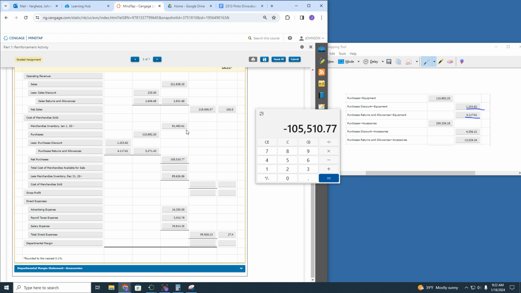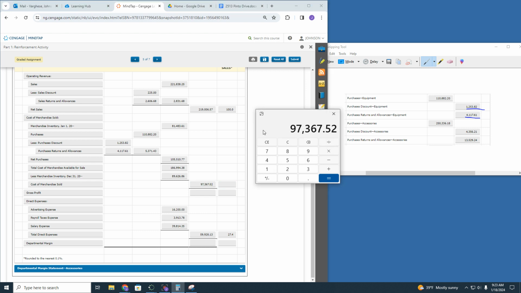And then I'm going to take my beginning merchandise inventory plus my net purchases, and that's going to give me what's available for sale. So 81,483.61 plus what I bought during the period equals what was available for me to sell. And then I grab this from my ending merchandise inventory from my adjusted trial balance. And so what I had available minus what I have left over equals my cost of merchandise sold, or what I sold during the period. So I'm going to take the 186,994.38, subtract my ending inventory, and that's going to give me what I sold during the period.